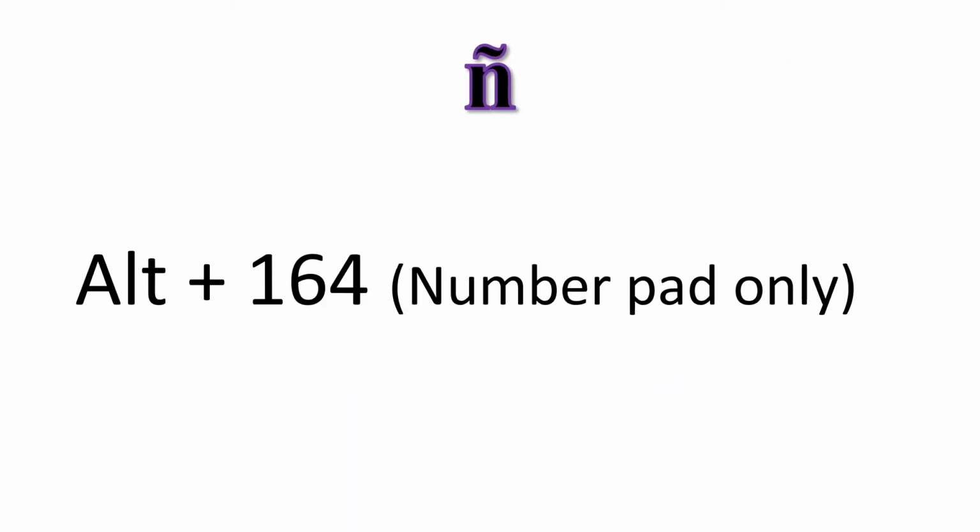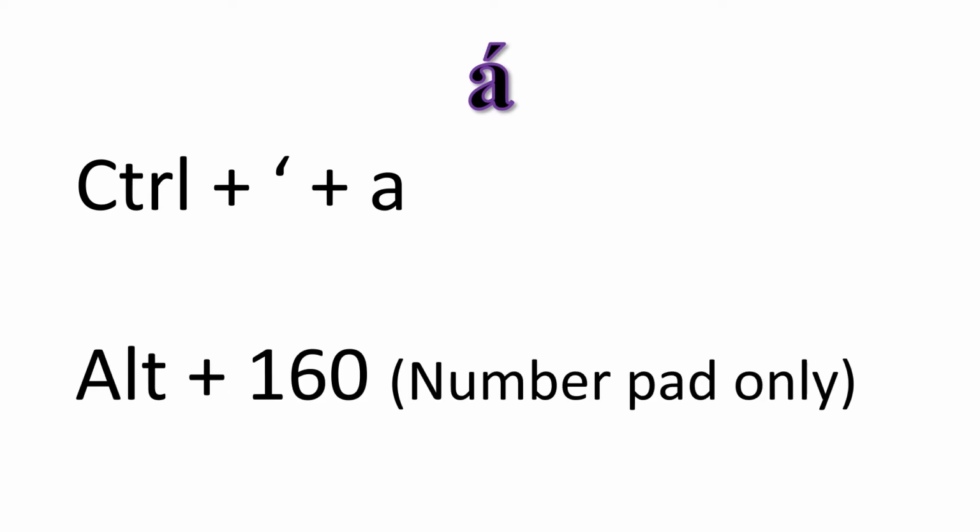If I want to type an enye, I can hold down Alt and then type 164 on the number pad, and enye will come up. It turns out that Alt and 0241 will also give me an enye. Make sure you're using the number pad. An A with an accent, I can hold down Control, and then I can type the apostrophe button and the A button, and it'll give me an A with an accent. I can also use the number pad Alt plus 160 or Alt plus 0225.